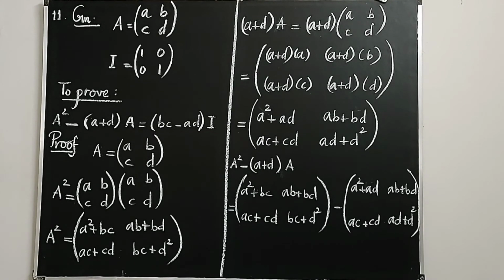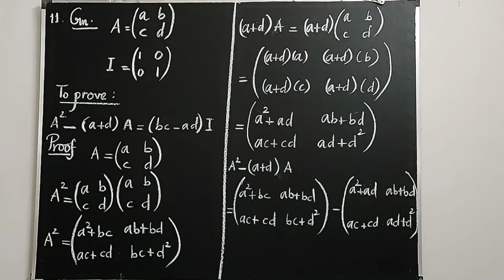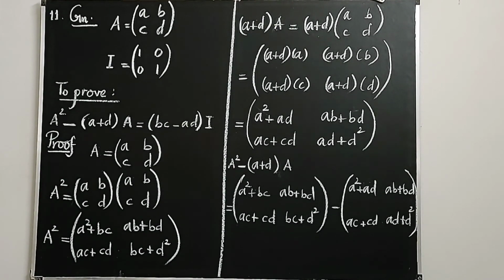Look at sum number 11. Two matrices A and I are given. A is equal to AB, CD. And I, you know what is the identity matrix? 1, 0, 0, 1, identity matrix of order 2. And you have to prove that A square minus A plus D of A is equal to BC minus AD of I. A square minus A plus D of A is equal to BC minus AD of I.